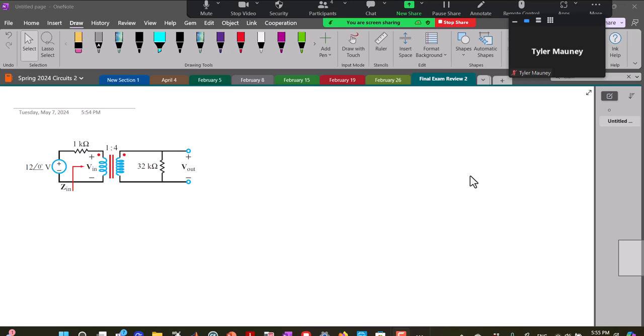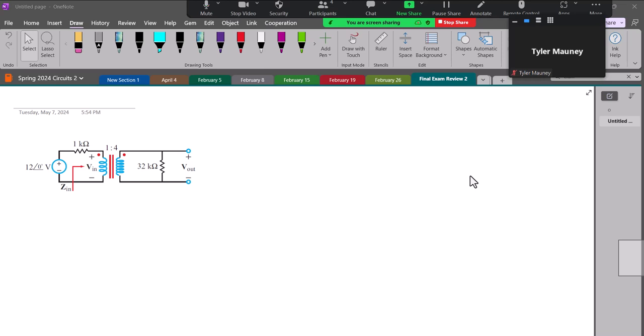This problem is from the book. Yeah, it is a problem from the book. But I would say it's a good example of the sort of thing that we might need to know.